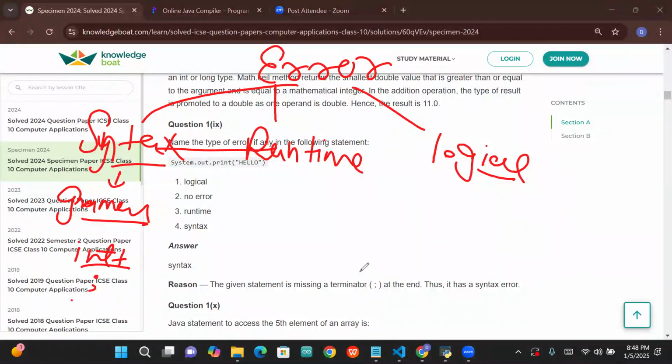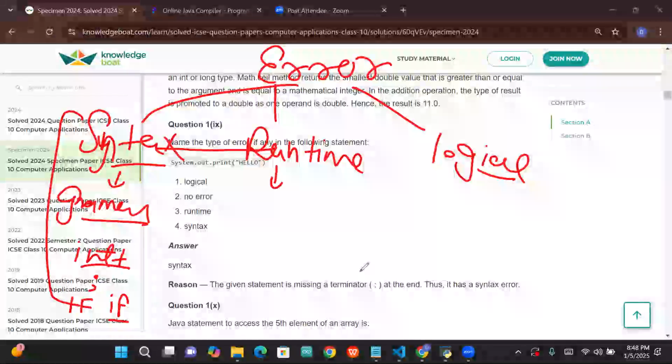If you are writing spelling in capital If, you have to write it in small if. That means you are not following the grammar provided in Java, so your program will not even compile. Your program will not work. That is the syntax error, right? It will not compile even.